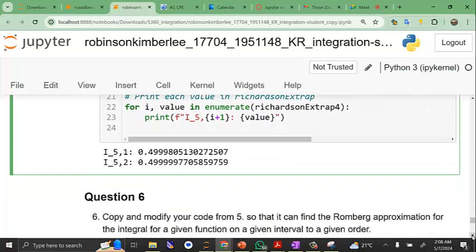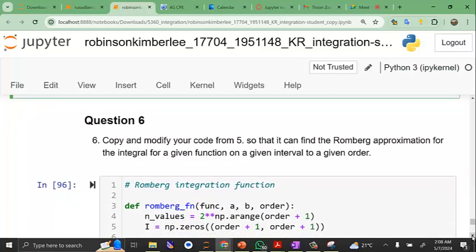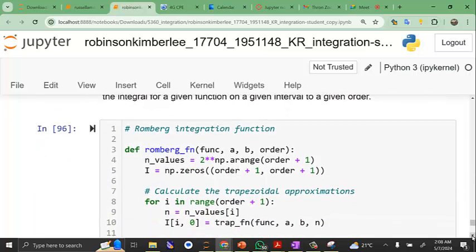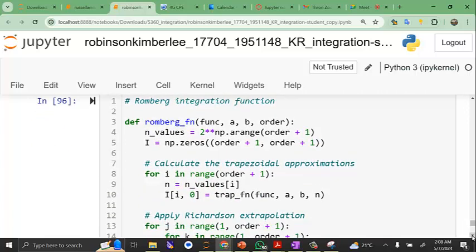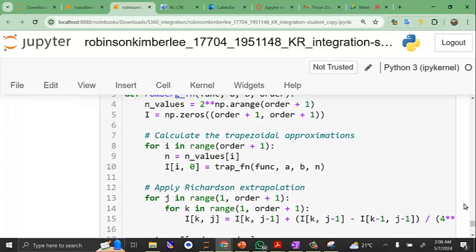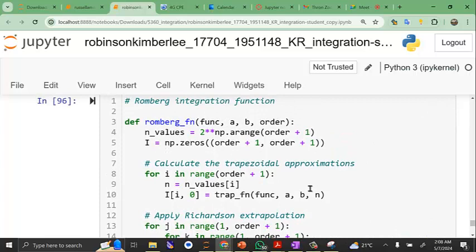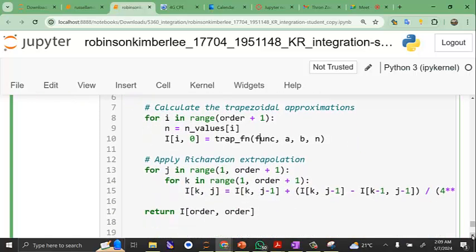But usually when you write code and you look back at it, you can find ways to do it better. So I wouldn't expect you to do that in this assignment, but just pointing out some techniques that you might want to use. Okay, so to do Romberg, you start with a trapezoid, and then you apply Richardson extrapolation as many times as you have the levels.